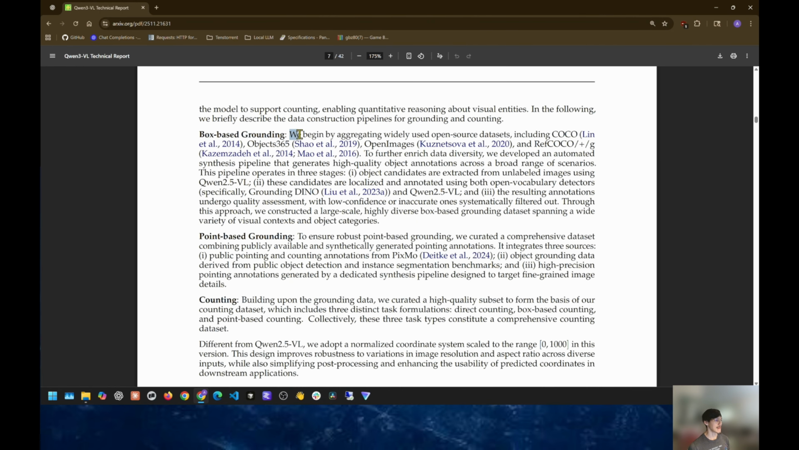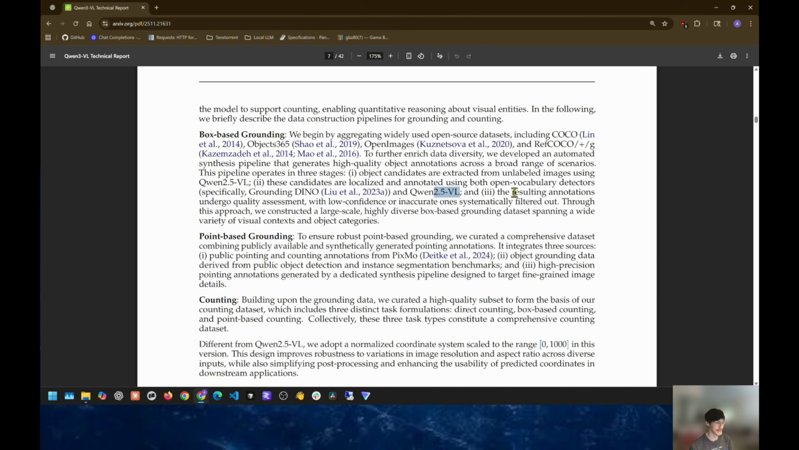Box-based grounding. We begin by aggregating widely used open source datasets, including COCO, Object365, Open Images, and RefCOCO. To further enrich data diversity, we developed an automated synthesis pipeline that generates high-quality object annotations across a broad range of scenarios. This pipeline operates in 3 stages. Object candidates are extracted from unlabeled images using Qwen 2.5 VL. These candidates are localized and annotated using both open vocabulary detectors, specifically Grounding Dino, and Qwen 2.5 VL.